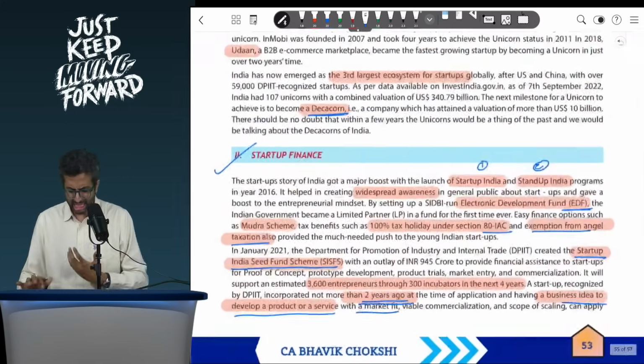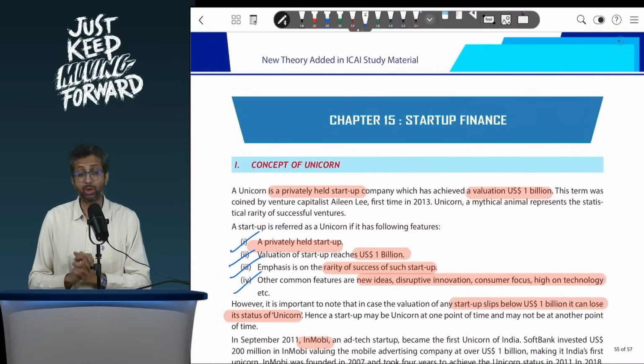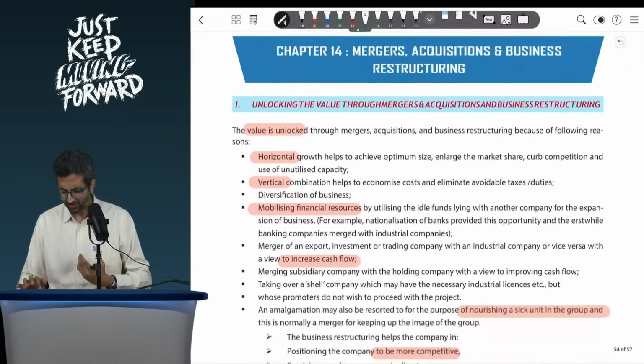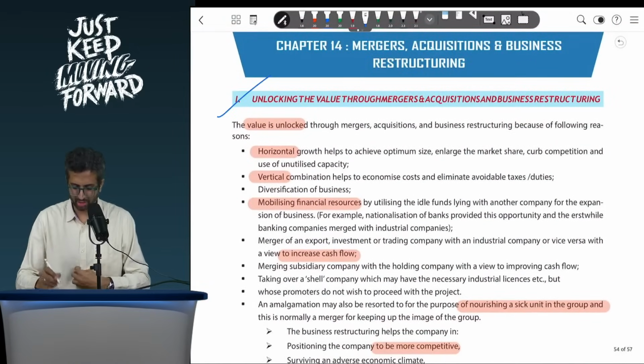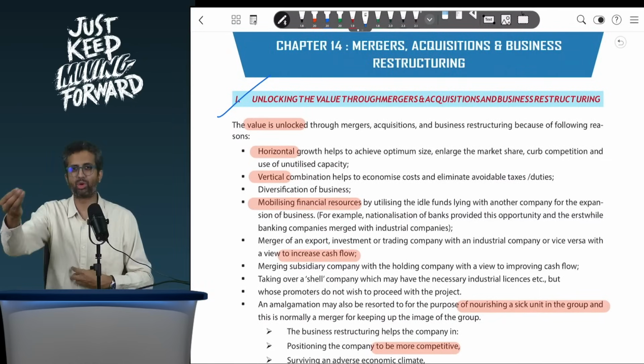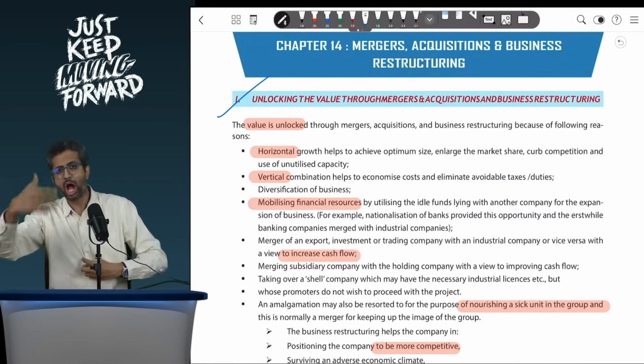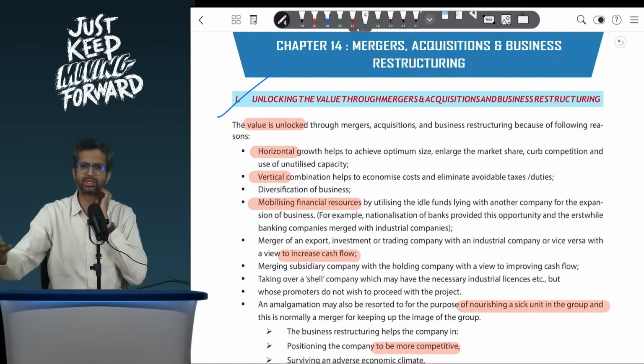So this is regarding startup finance. I would say this is slightly important. Mergers, I mean, we're just doing it in line, so I'm just finishing. There's just one small value. There's something called unlocking of value. How do mergers, acquisitions or business combinations unlock value?